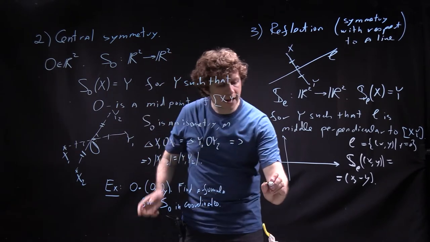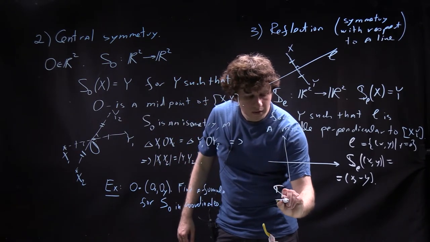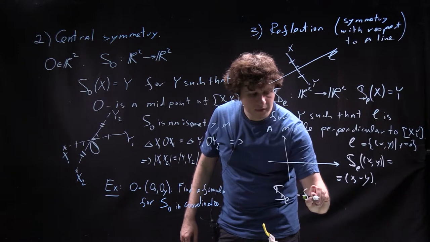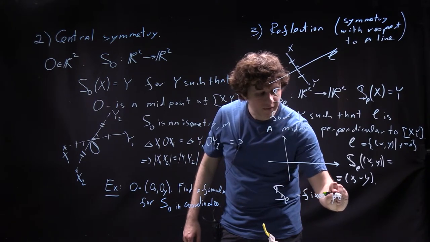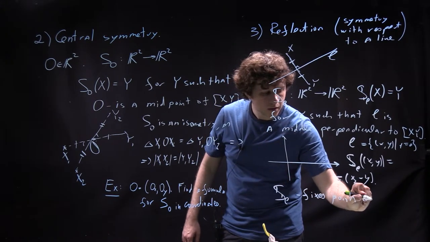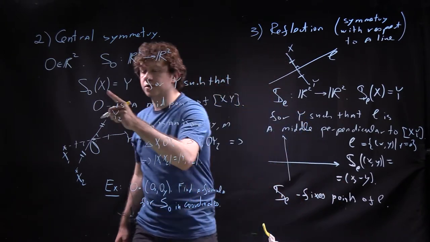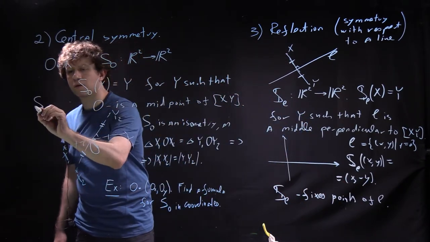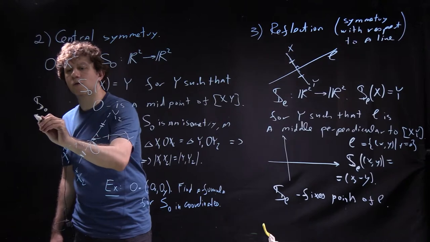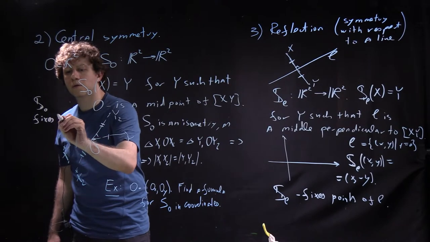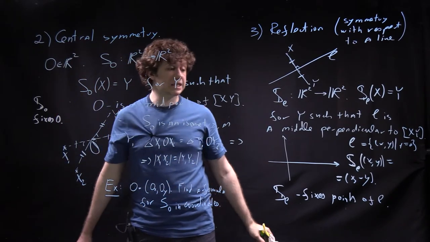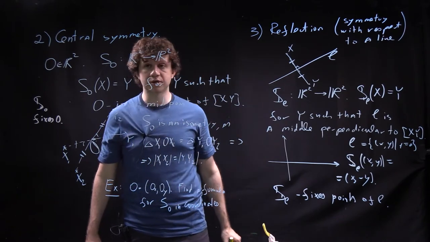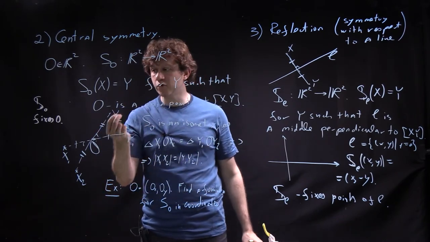Notice that S_L fixes points of L. And by the way, S_O fixes O. And parallel transport fixes nothing, so it has no fixed points. A fixed point of an isometry is a point which goes to itself.